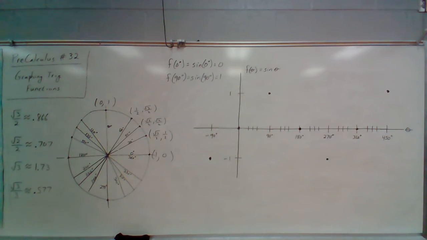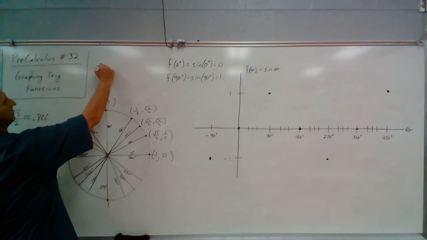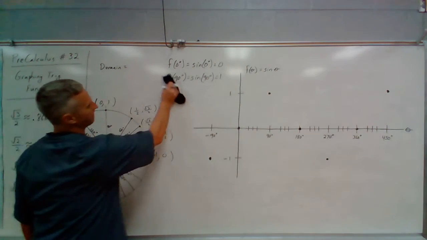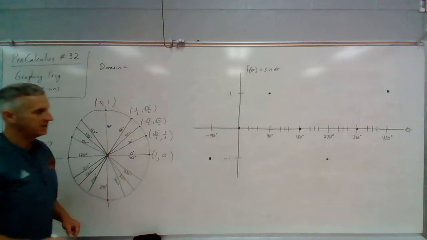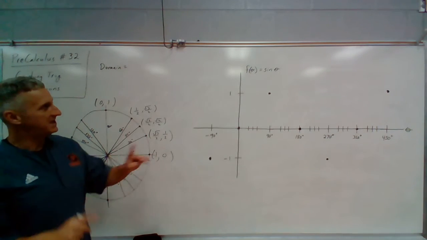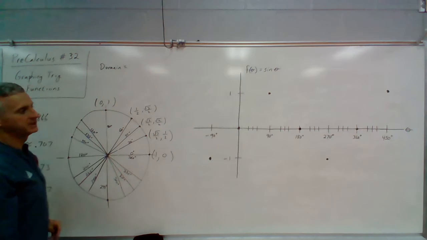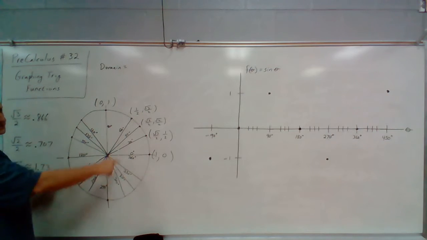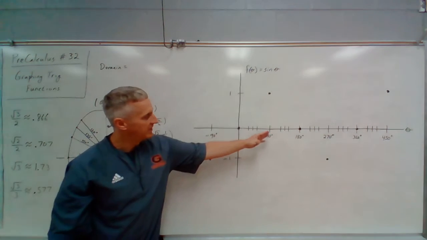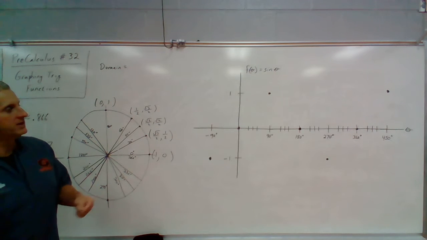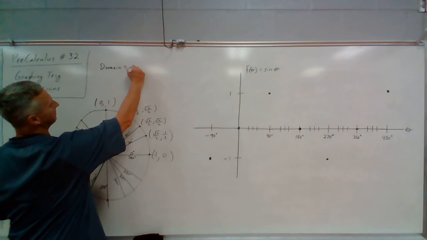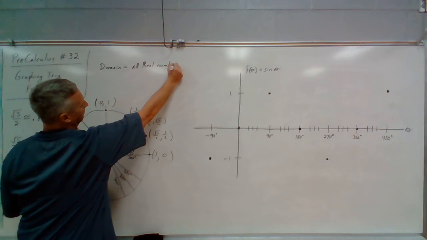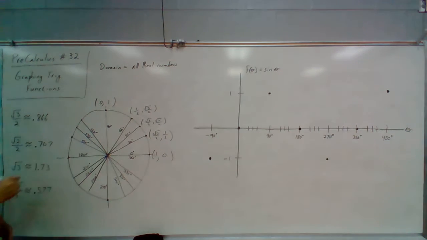All right, so let's think about the domain and the range. What's the domain of this function? Remember, domain is all the x values you can plug in, or in this case, all the theta values that you're allowed to plug in. Since we can go around the circle as many times as we want, and we can go backwards and get negative angles, we're going to be allowed to plug in any theta value or any degree angle we want. So the domain would be all real numbers, from -infinity to infinity.